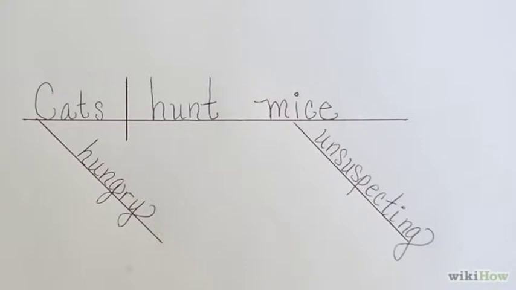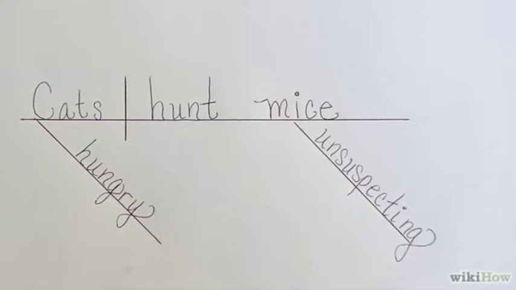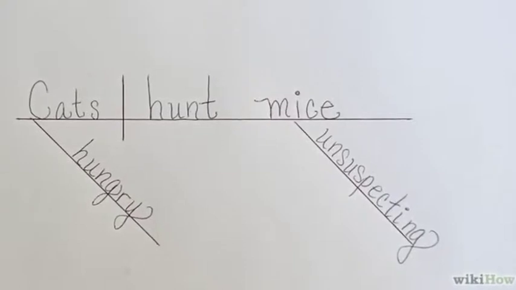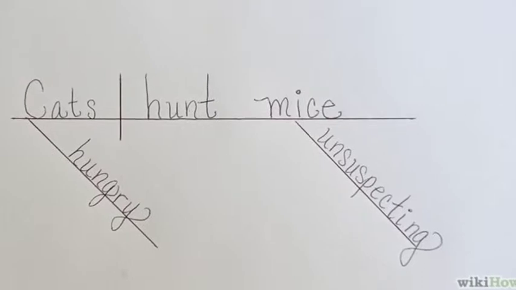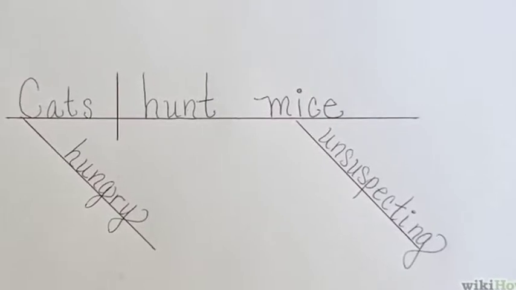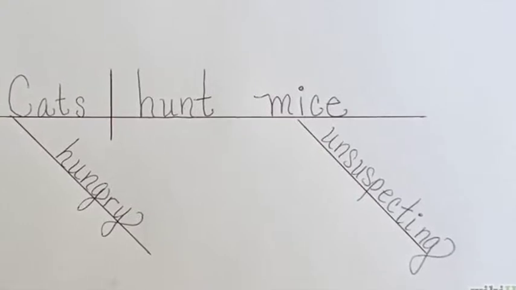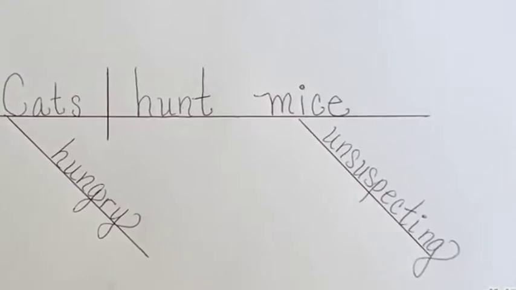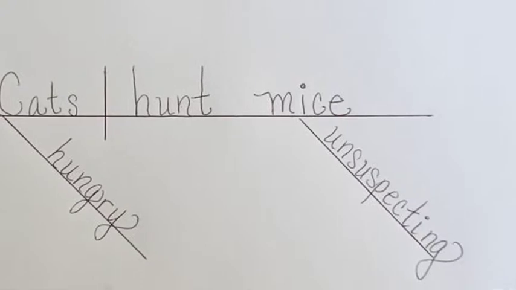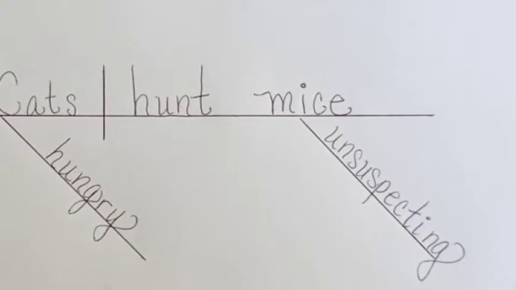Hi class, so today we're going to learn how to diagram 4 different parts of a sentence. So with this first example, cats would be the subject. With the subject, you're going to put it on the first line, and then you would draw a line between the subject and the verb. So hunt mice would be your verb.